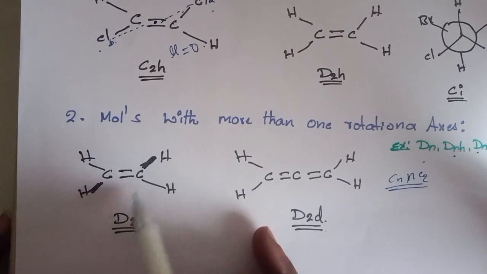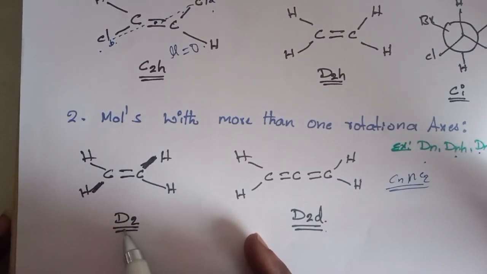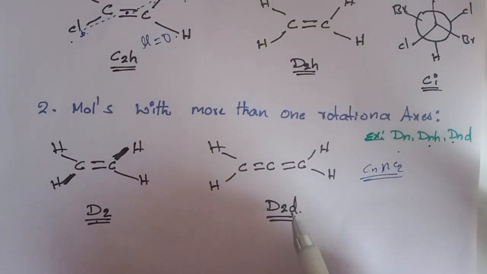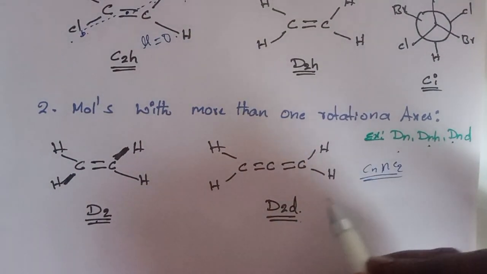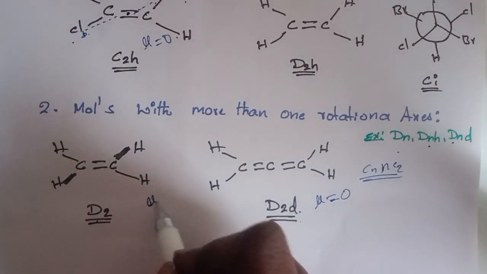So skew ethylene comes under the D2 point group. It will not have the dipole moment. And allene comes under the D2d point group. It has no dipole moment. That means mu will be 0.